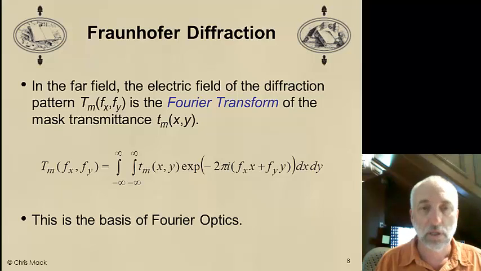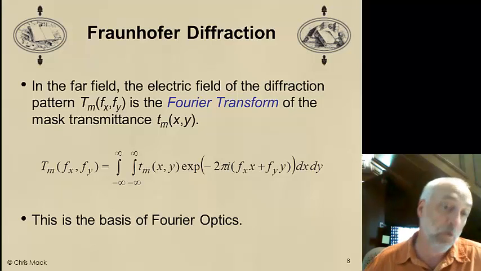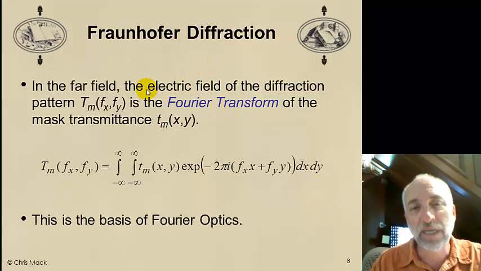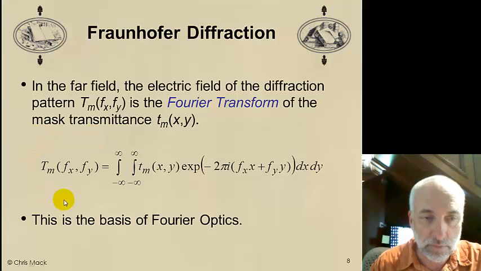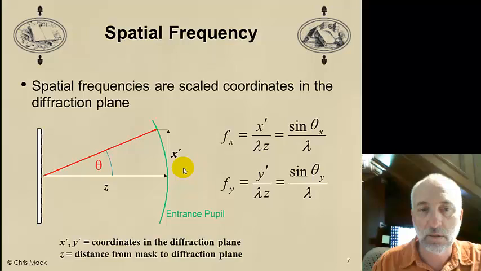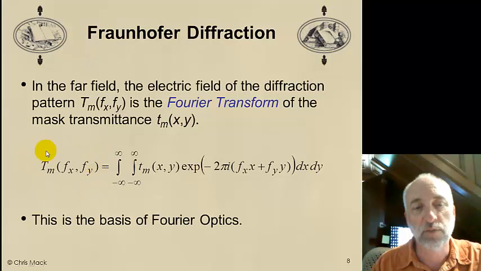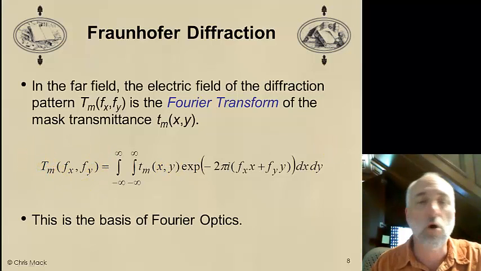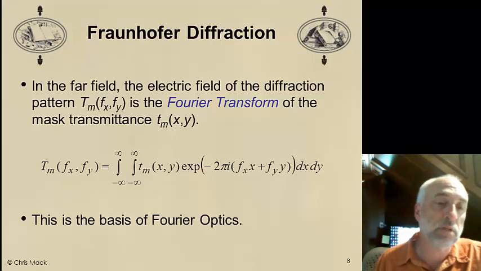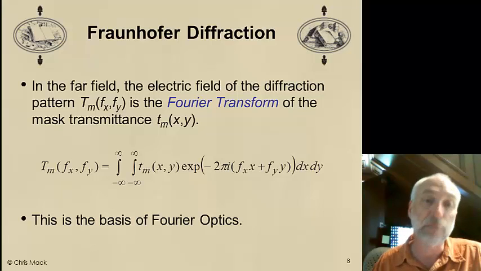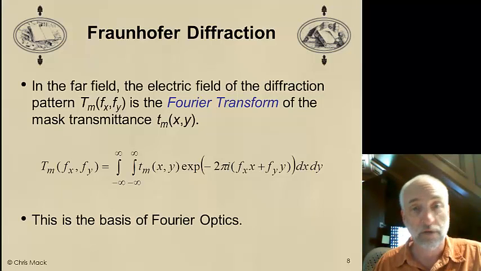Now I'm interested in what happens to the light a long ways away from the photomask. And in that case, we have what we call the far field diffraction pattern. That's far away from the object, so we call it the far field. This region in the far field and this equation for calculating the transmittance of the diffraction pattern, capital T sub m, is called Fraunhofer diffraction. And whenever we're in the far field, we're in the Fraunhofer diffraction region, after the famous German optical scientist from about 200 years ago, Joseph Fraunhofer.